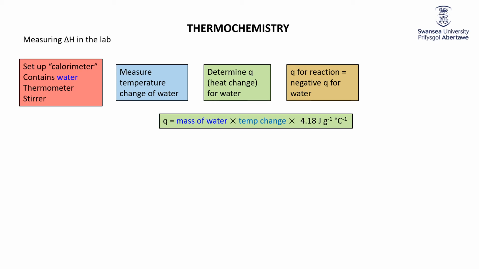And then, of course, as chemists, we never just say, hey, our reaction produced 10 joules. We always have to have it as so many joules or kilojoules per mole. So the last step we have to do is to convert things to per mole.